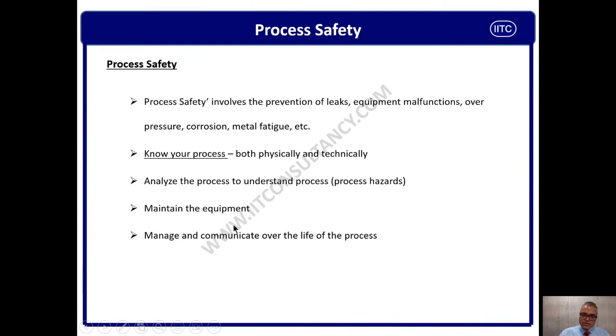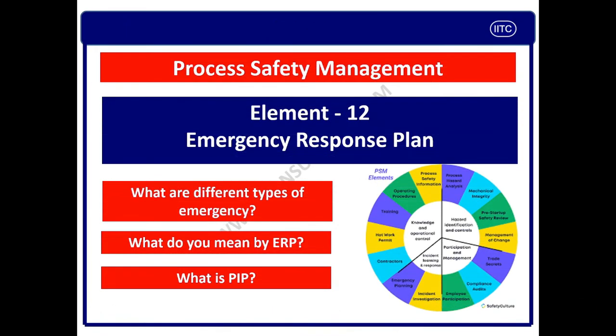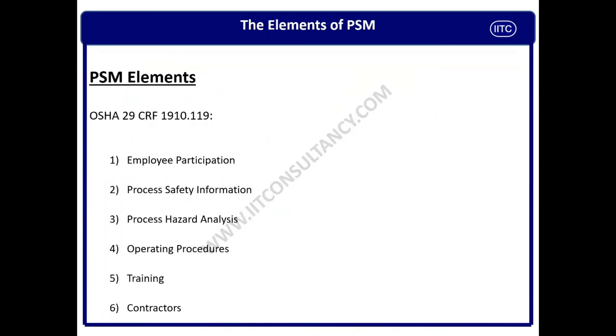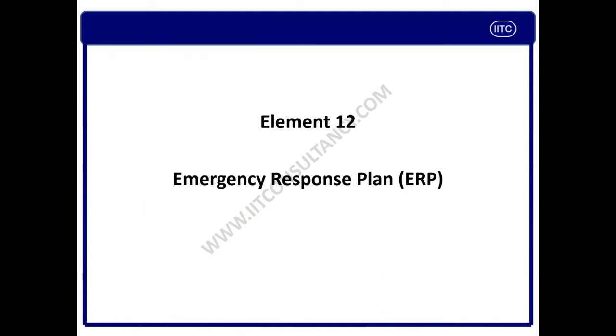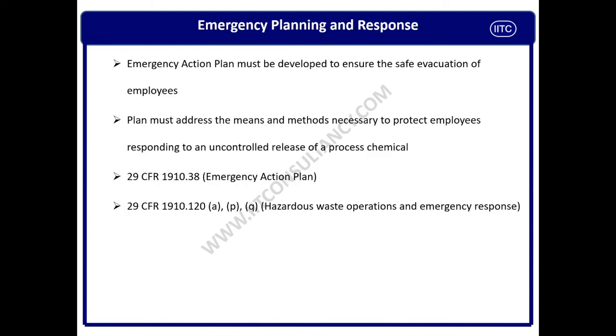Now we also have to deal with maintenance, because maintenance is reliability, availability, and maintainability. Manage and communicate over the life of the process. We have to see the complete life cycle of process safety in this management system. Guys, this is the list of a total of 14 elements, and we have highlighted in red bold font for you to understand. This is element number 12.